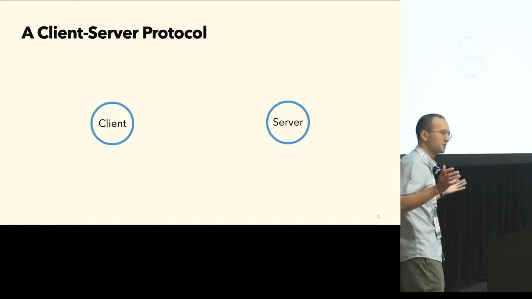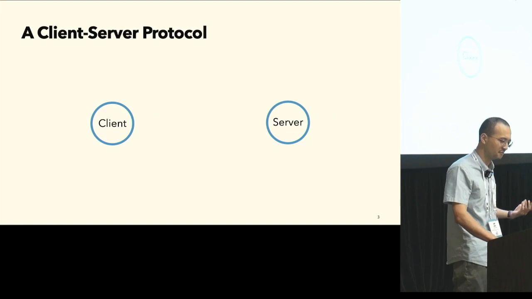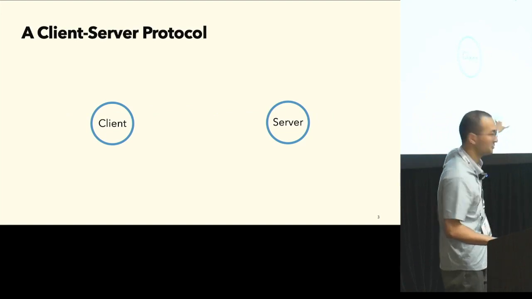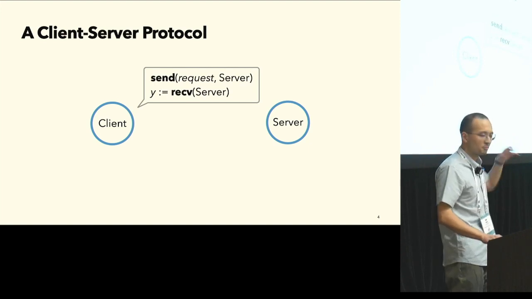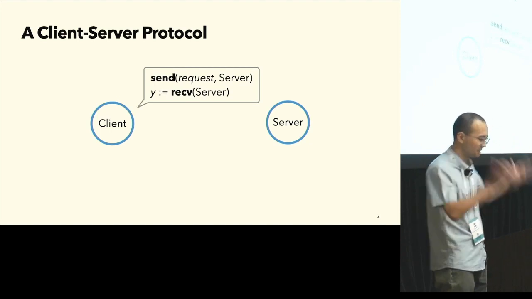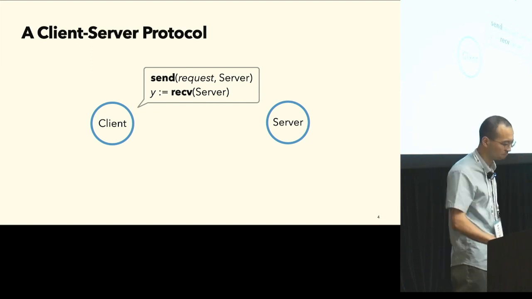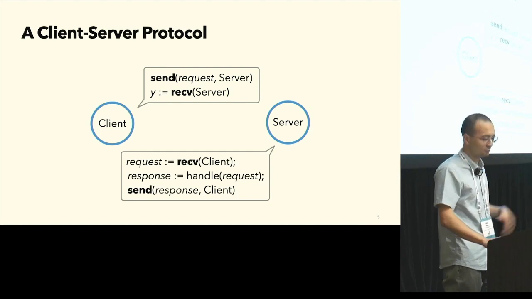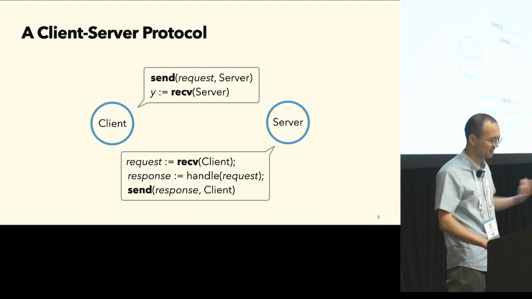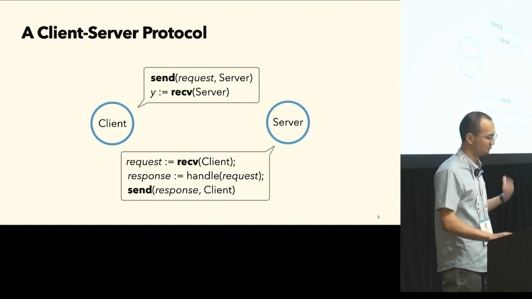As a simple example, let's say we want to write a client-server protocol. Obviously there are going to be two nodes, a client and a server. For the client program, we might write something like: send a request to the server and wait until receiving a response back from the server. For the server, we might write something like: receive a request from the client, process it, generate a response, and send it back to the client.